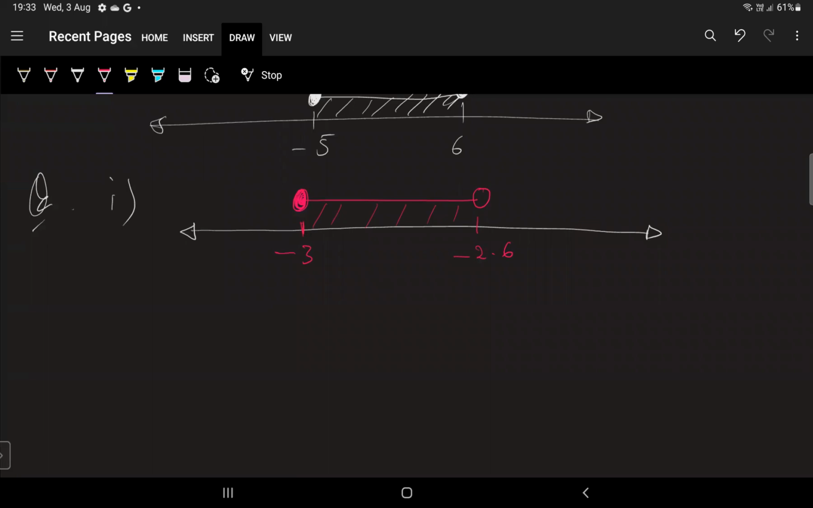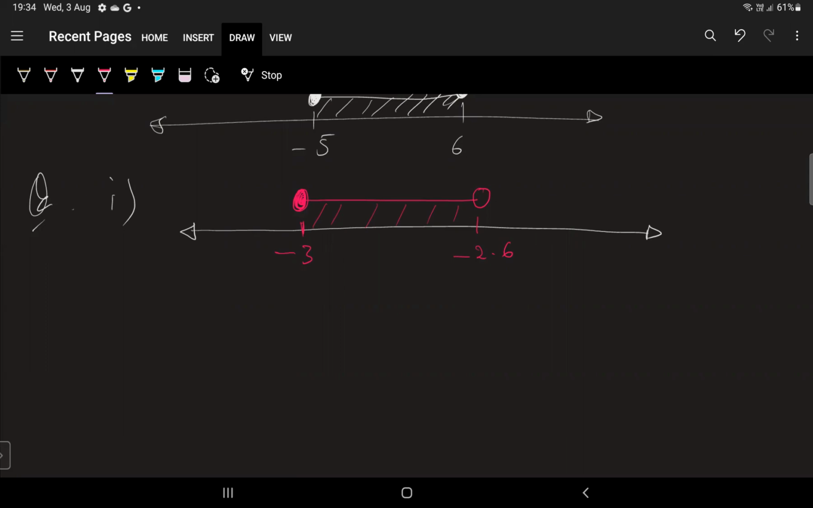-3 is smaller than -2. First, we write the smaller number. Then we write the... which one is that?